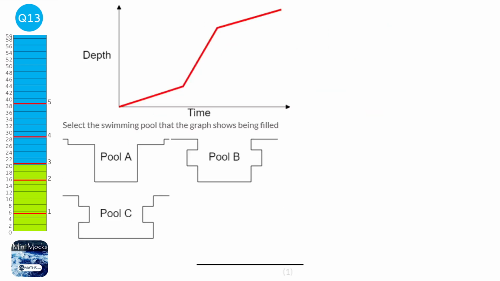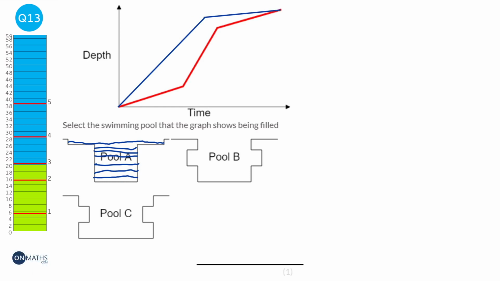So with each of these pools, try and imagine it being filled. So pool A, first of all, we've got water coming into it, and it's actually going to go quite quickly initially, and then it will hit a point at the end where actually it will go really quite slowly because it's a wider pool. So we would imagine that the graph for pool A would actually go quite quickly at the start, and then at the end it would go much slower.